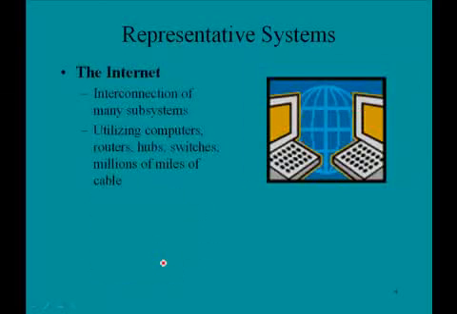Then the internet, and here we have 2 computers talking to each other, and you see the globe in the background giving the idea, well, this is a worldwide thing of interconnectivity. And the internet, by definition, is an interconnection of many subsystems utilizing computers, routers, hubs, switches, and millions of miles of cable. And I'll just point out here that computers, routers, hubs, switches, these are all examples of electronic systems.